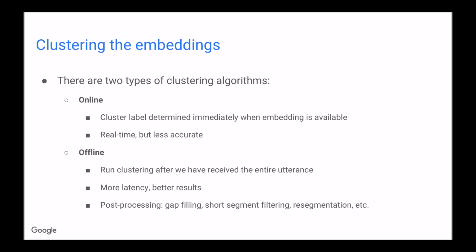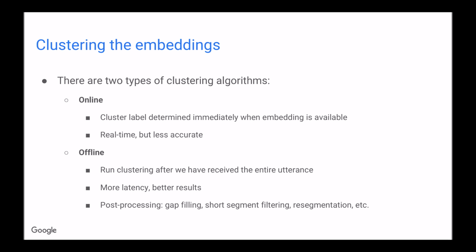So we have talked about speaker embeddings. Next, I would like to talk about clustering algorithms. In general, there are two types of clustering algorithms, online clustering and offline clustering. For online clustering, once we receive an embedding, we immediately assign a speaker label to this embedding. We cannot look at future embeddings. This is very useful for real-time applications, but the accuracy is usually not very good.